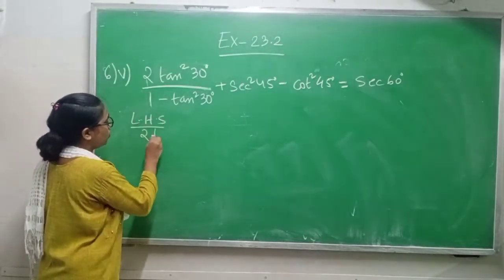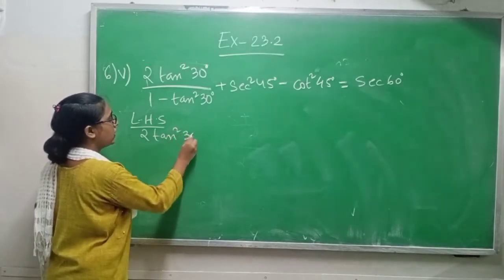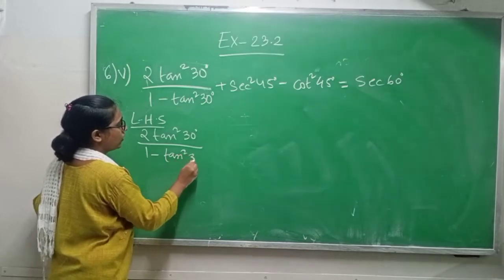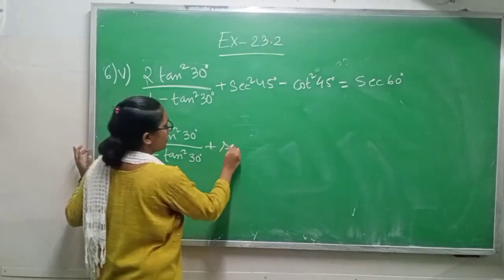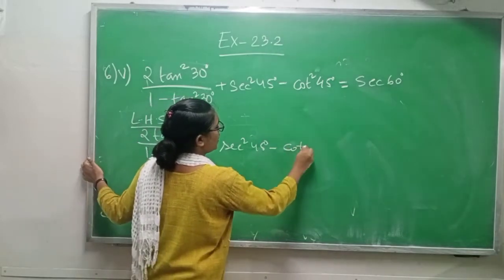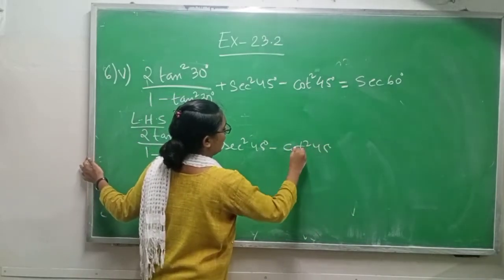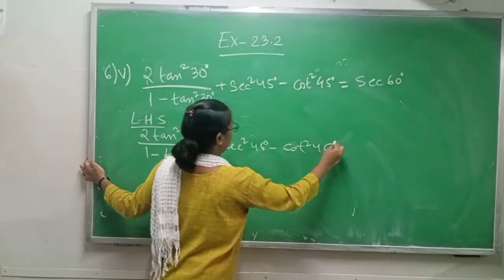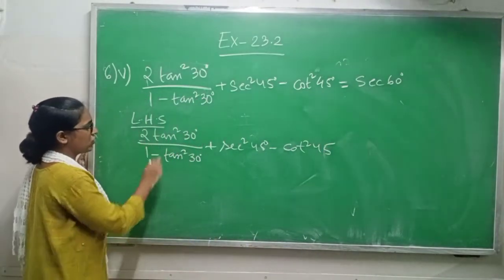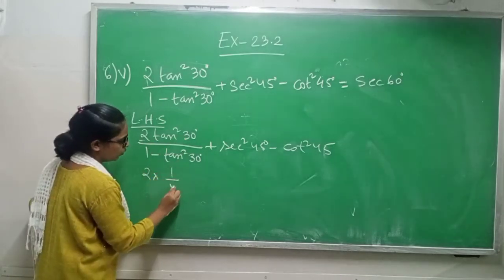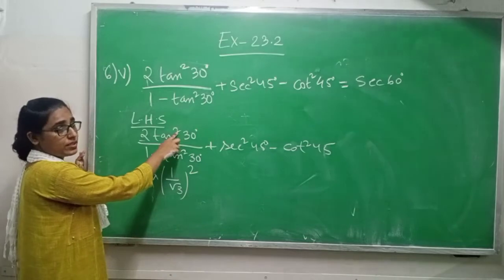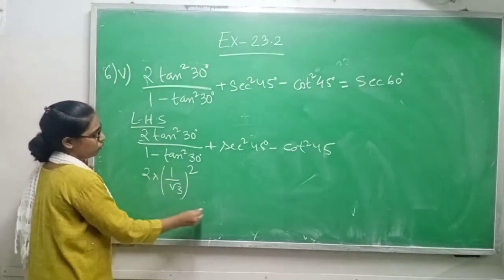It is written 2 tan square 30 degree by 1 minus tan square 30 degree plus sec square 45 degree minus cot square 45. So one by one you will put the values. Okay. So this 2 you will write as it is, leave the multiplication sign. Tan 30 degree is 1 by root 3 and you will write it in whole. Why? Because square is there. So you have to write 1 by root 3 whole square.